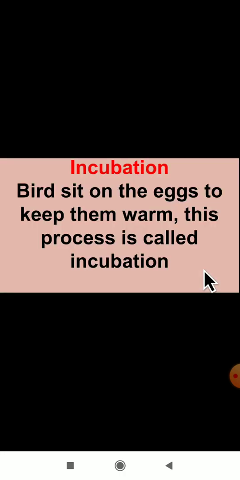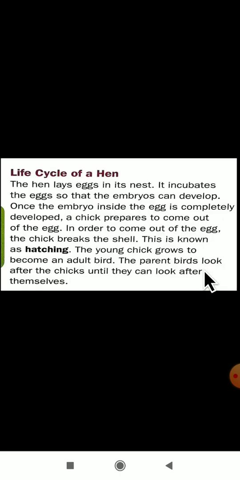Next, we studied the definition of incubation. You have to remember what incubation is. It is nothing but the birds sitting on the eggs to keep them warm. This process is called incubation. Then we studied the life cycle of a hen in the last video class. Can we revise the life cycle of a hen once again?